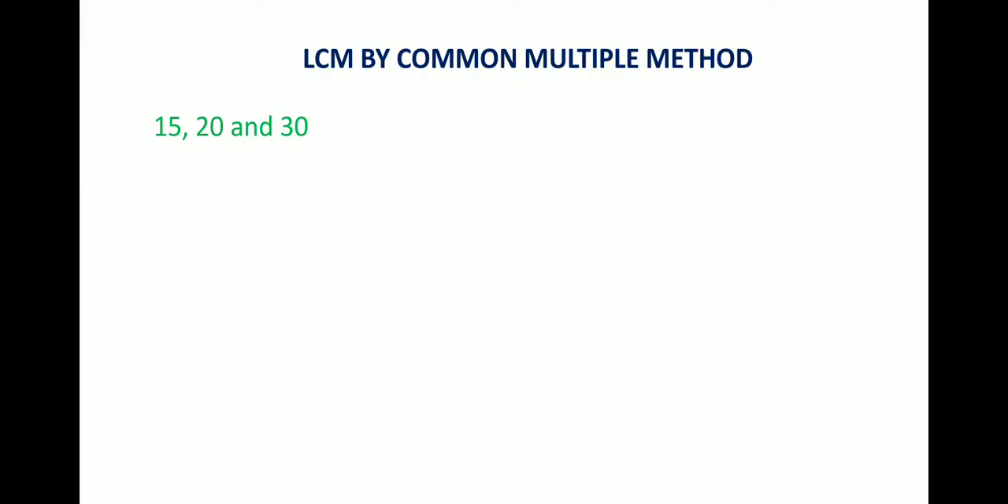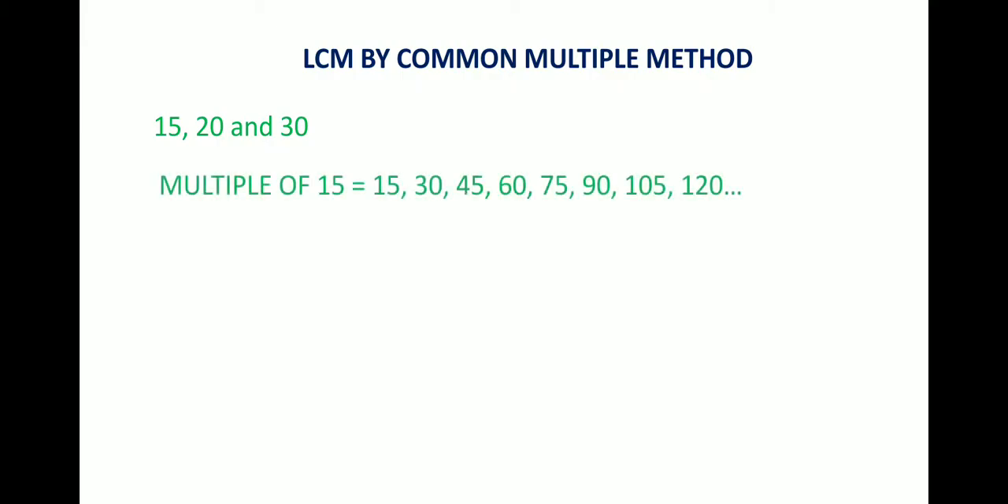So in common multiple method, as the name says multiple, so we'll find the multiples of these numbers. Firstly 15. Multiples of 15 means if you go through the table of 15, these are the numbers that you will see. So 15 into 1 is 15, 15 2s are 30, 15 3s are 45, 15 4s are 60, 15 5s are 75 and so on. So these are the values or the multiples of 15.